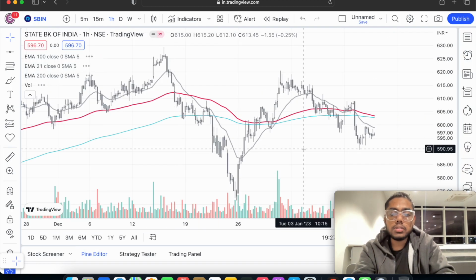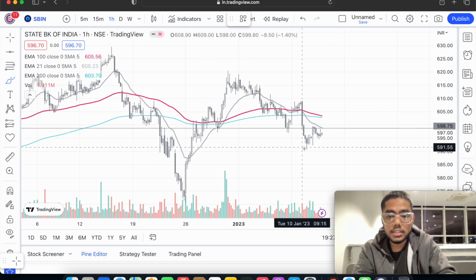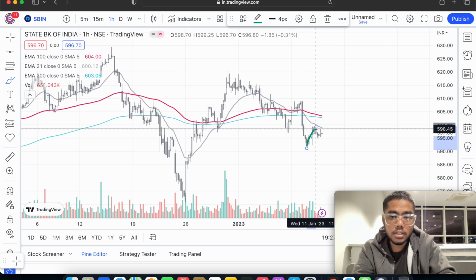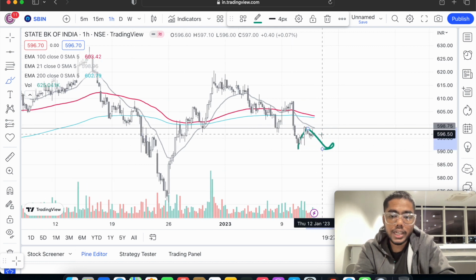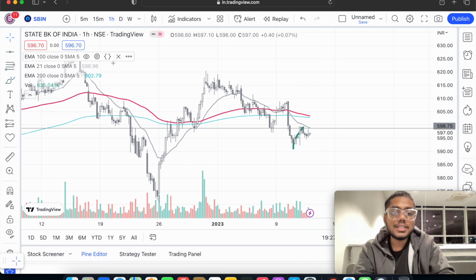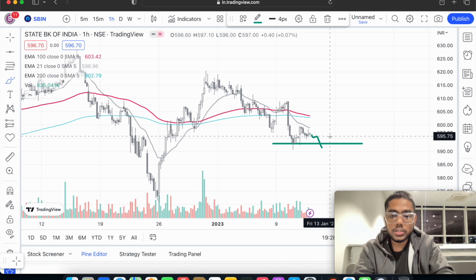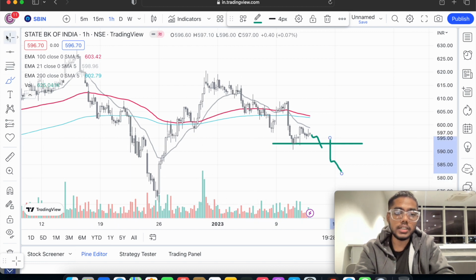SBI is also at a similar kind of range, similar kind of position. You can see the price tested this resistance and went down, and again it tried to test it, and still it did not manage to sustain above it. So again, the momentum here is still not clear. If it clearly breaks this last low, then there is obviously going to be a big fall here as well.